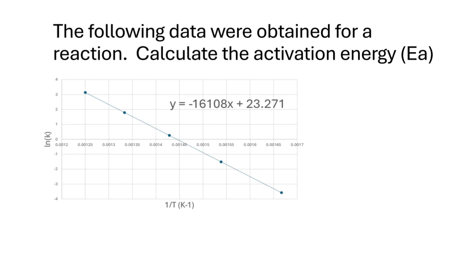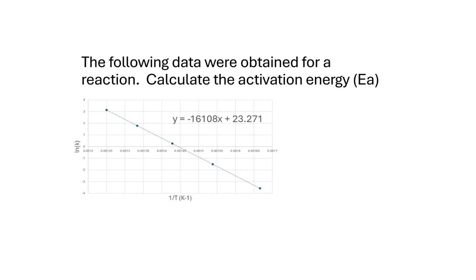All right, so I came up with a few practice problems for us to try. I think most of these are from the homework or close to the homework. So let's say we have a plot of natural log of the rate versus 1 over t. So this is an Arrhenius plot.